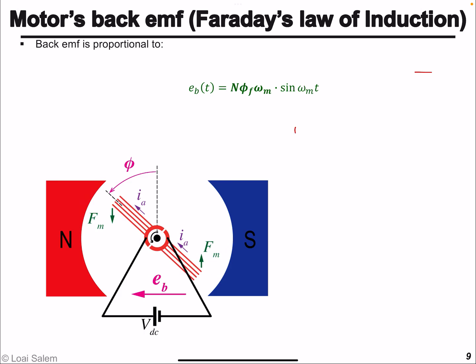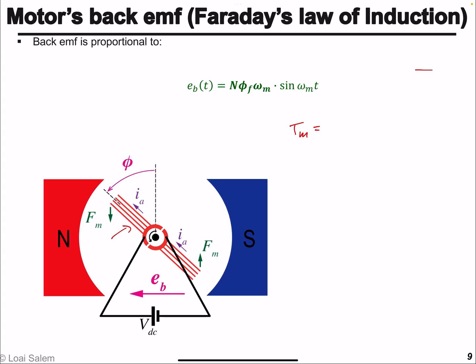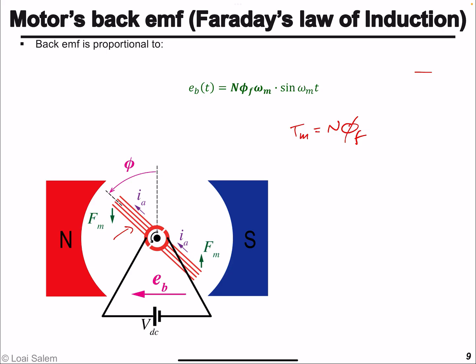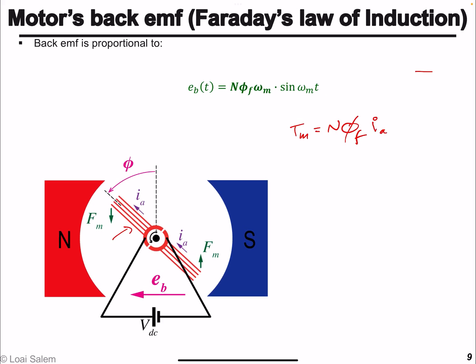So as I mentioned, the torque produced by the motor, if we have a single armature, is essentially equal to the number of turns in the armature, the flux produced by the permanent magnets, the current flowing in the armature, and then we have sine omega mt. And similarly, the back EMF that's produced is N phi f times the angular velocity times sine omega mt. So my point here is both are functions of time.